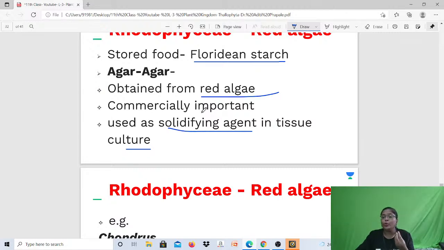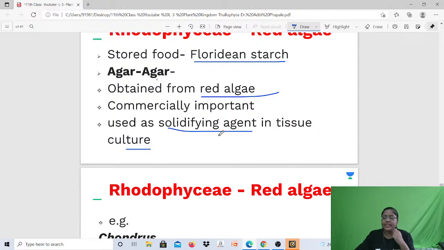Only when they get nutrition will the cells grow. So different nutrient media are used in laboratories for growing living organisms, whether microorganisms, plant cells or animal cells. One common nutrient medium contains agar-agar.